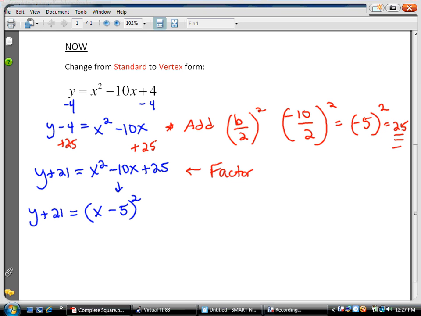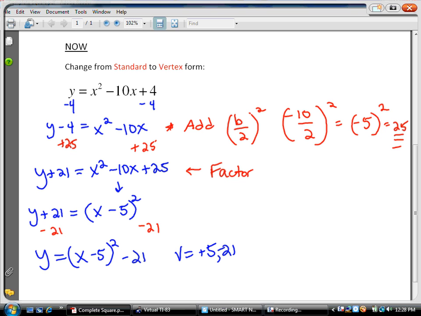Now, I'm hoping you can see that the last step is a layup. We're just going to subtract 21 from both sides. Then our new quadratic looks like x minus 5, the quantity squared, minus 21. The vertex is going to be negative 5, oh, I'm sorry, positive 5, negative 21.